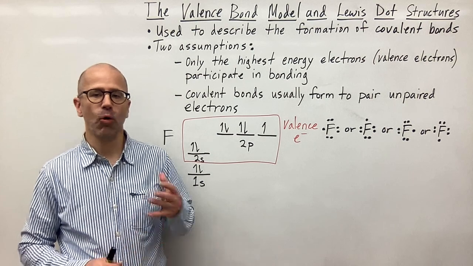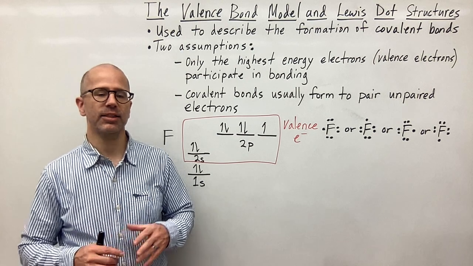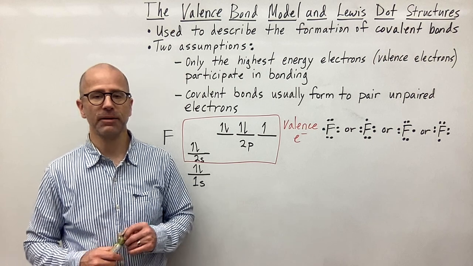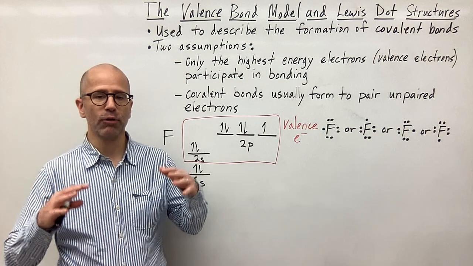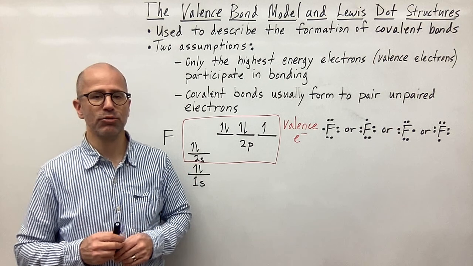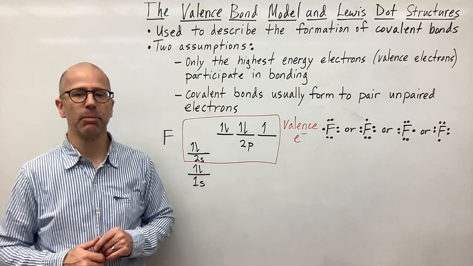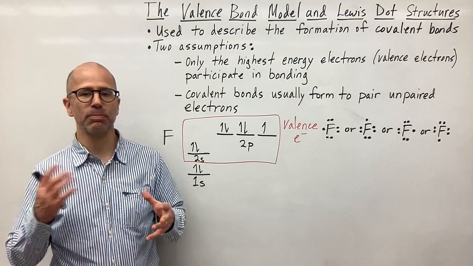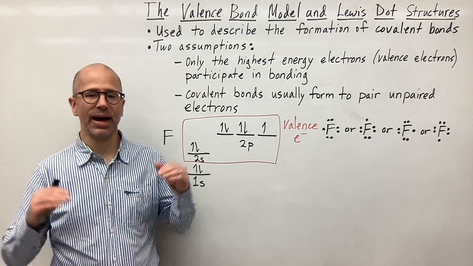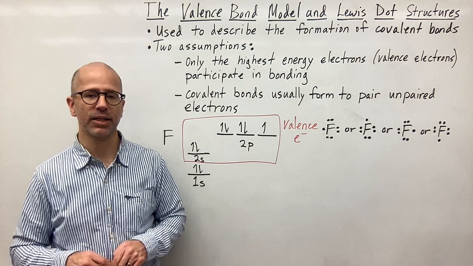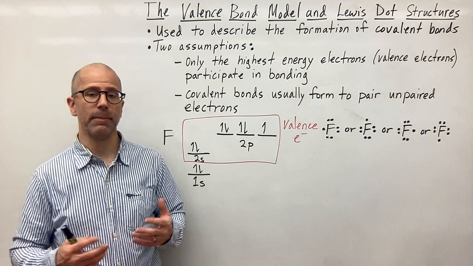One is only the highest energy electrons, which are the valence electrons, are going to participate in bonding. So no lower level electrons are going to participate. So no d electrons are going to be participating in the bonding. Only your s and your p electrons in the highest energy levels of your atom are going to participate in the bonding that forms between them.